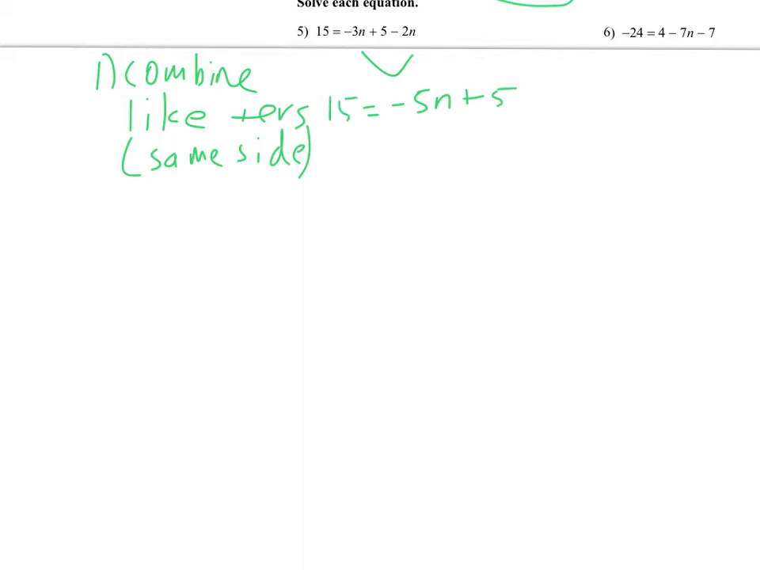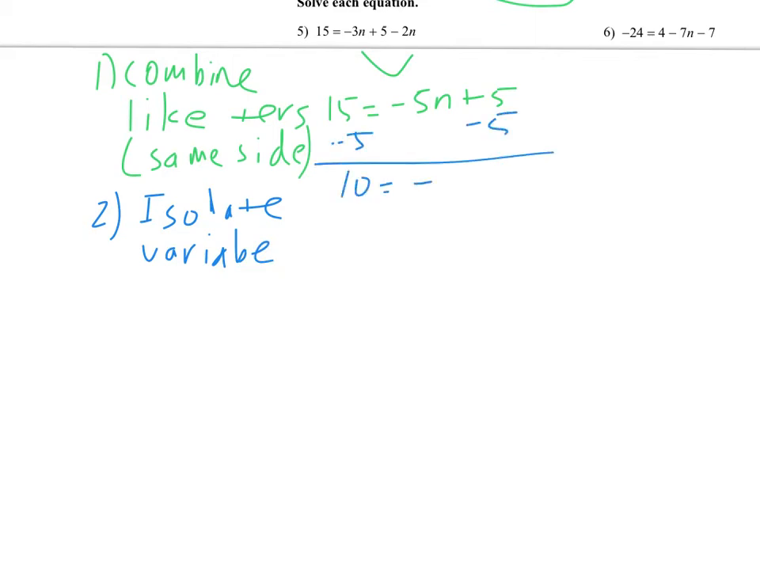And then we're going to isolate the variable. So I'm going to subtract 5 from each side. And so that gives me 10 equals negative 5n. And then I'm going to divide both sides by negative 5. So that cancels out. I get n equals 10 divided by negative 5 is negative 2.